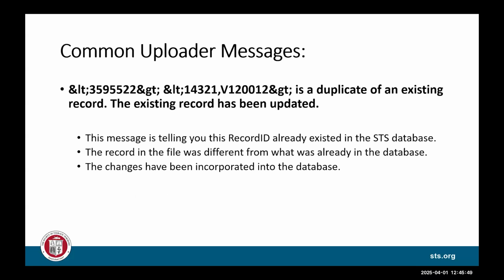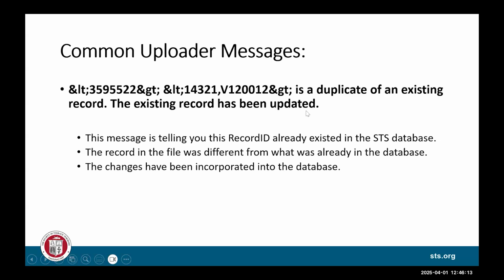All right, another uploader message is this one that has a whole lot of gobbledygook here. If you notice, you'll see your participant ID is in here and a record ID is in here, but you got all this other garbage in there. We're trying to get that cleaned up too. The important part is saying that it's a duplicate of an existing record. The existing record has been updated.